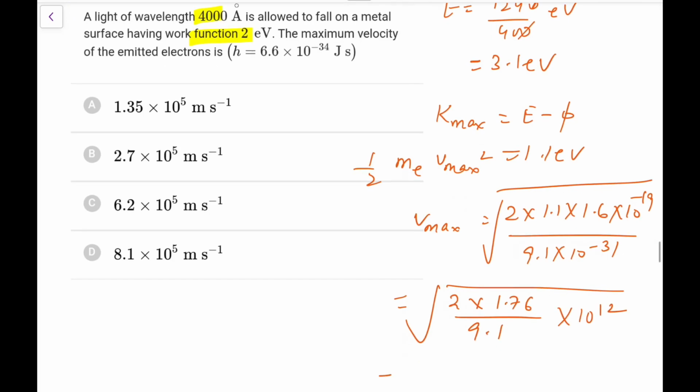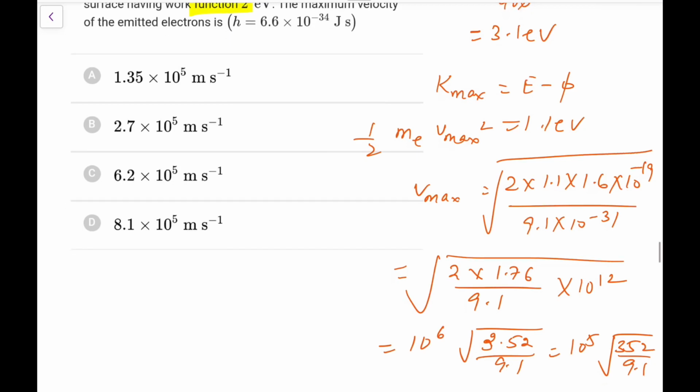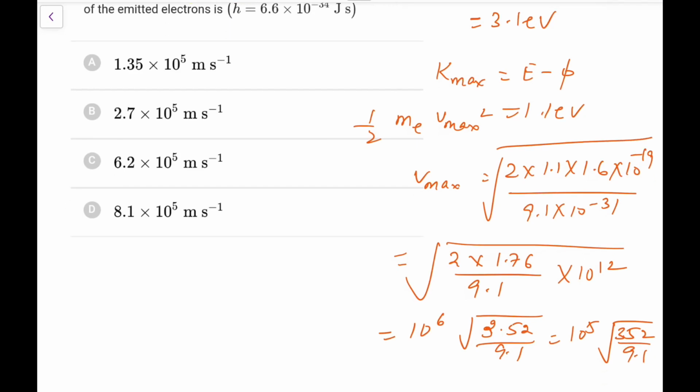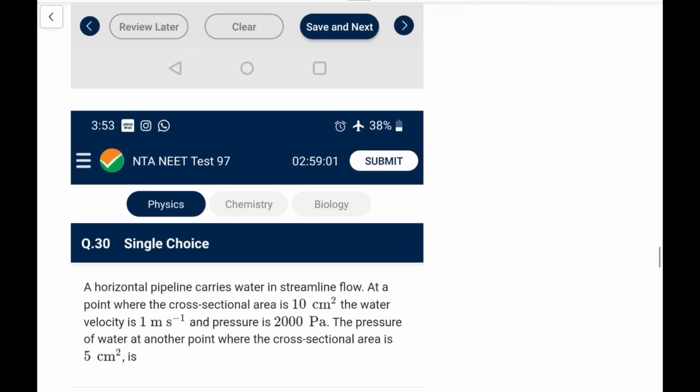So what we have, we can have this 10 to the power 6, and now what we are left with, 2 into 1.76, that would be 3.52 by 9.1, so it is roughly 1 by 3 or something. So it would be less than 10 to the power 6, it would be in 10 to the power 5. So if I take it as 10 to the power 5 and take that inside, that would be 352 upon 9.1. So it would be around 40, I can make it out, because 9 4s are 36, so it would be slightly lesser than 40, so it would be 6 point something. That is the most clear cut option I will go for. So go for option C here. Just do this approximation.